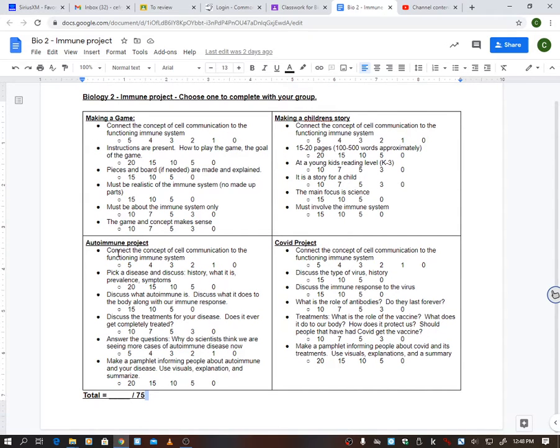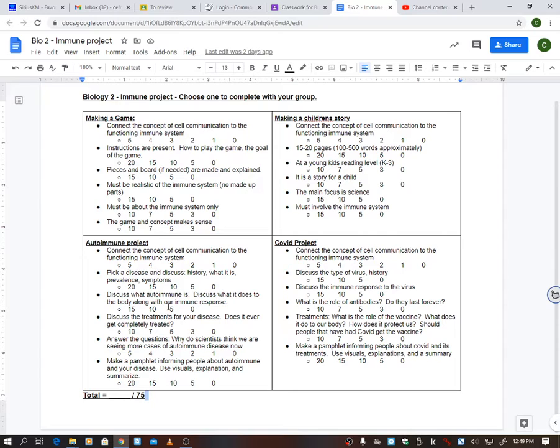All right, so for the autoimmune project, once again, you guys show me how the cells are communicating. So you're going to pick a disease and discuss the history, what it is, the prevalence, the symptoms. Now, this is all on an autoimmune condition. There are so many of them out there, but an autoimmune condition is not from a virus or a bacteria. That is your own immune system attacking itself. Now, it may be caused by a bacteria or a virus, but even once that bacteria and virus are gone, your own body is attacking itself.